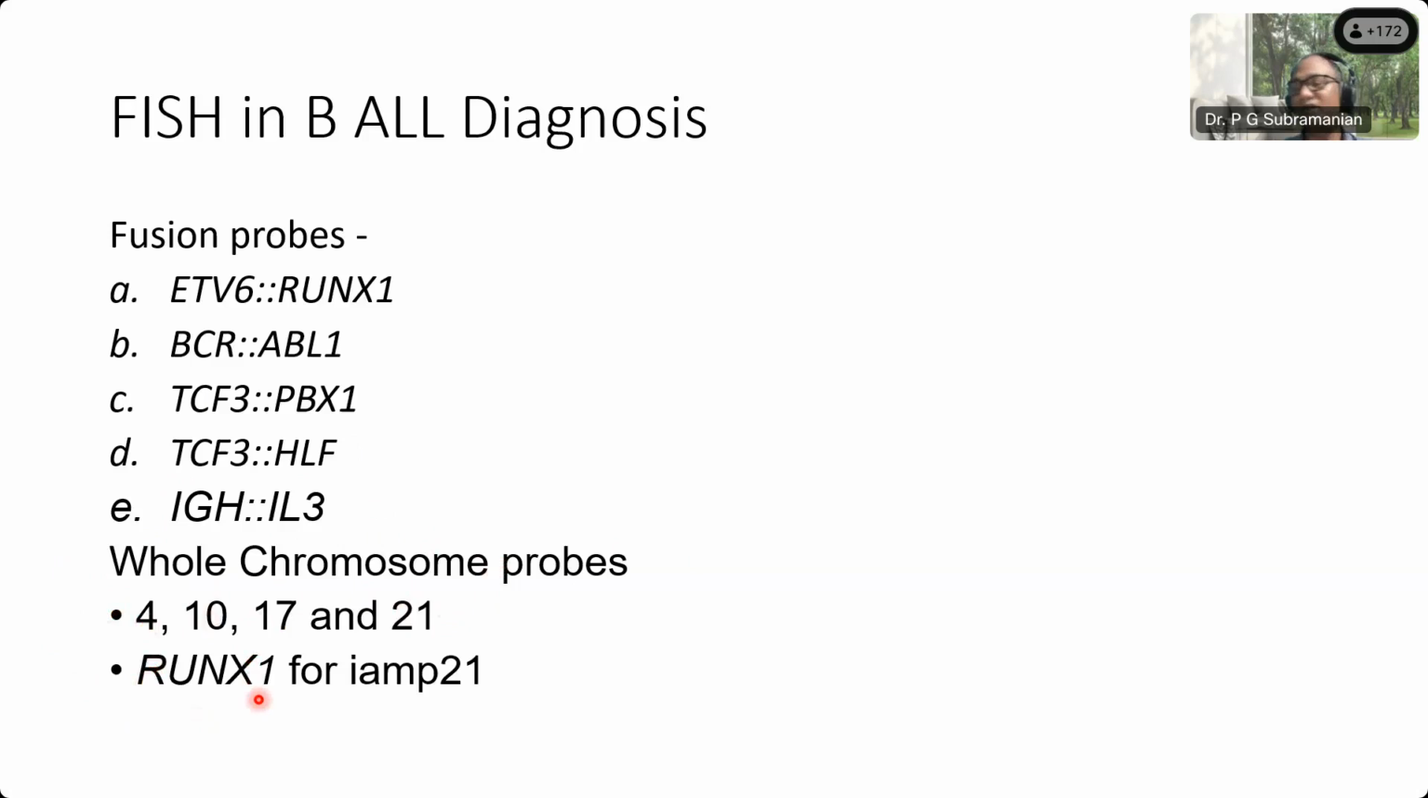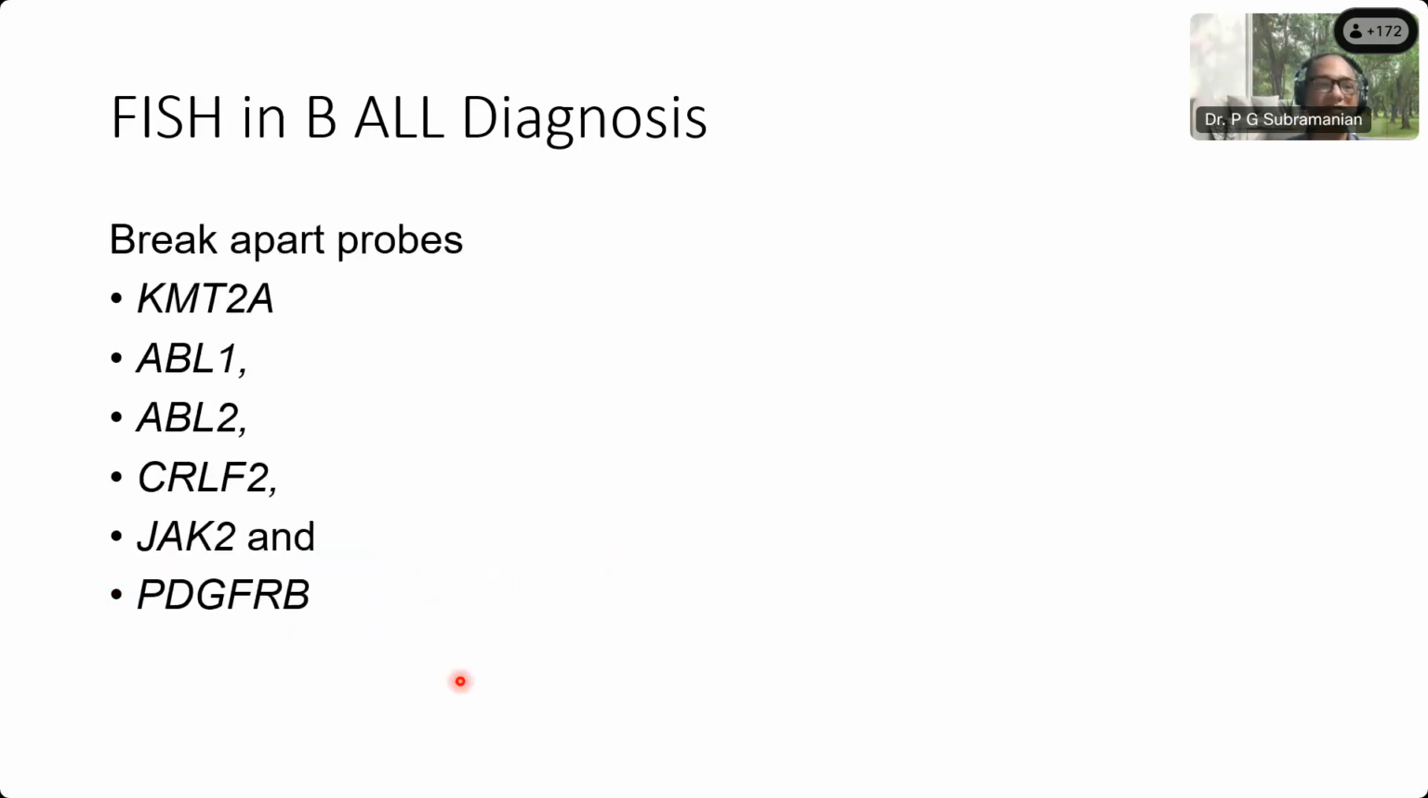And you do a RUNX1 gene probe. If you are having more than 5 RUNX1 copies, then it is important for iAMP21. So this is the way the FISH diagnosis goes. And you use break apart probes. Most commonly used one is this MLL gene one.